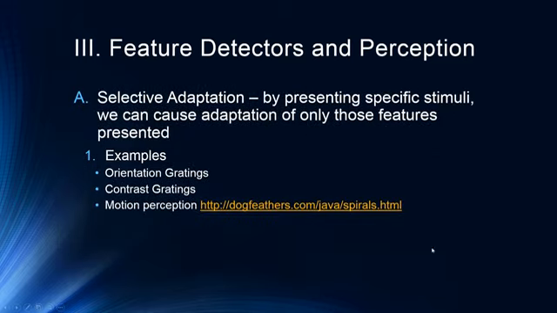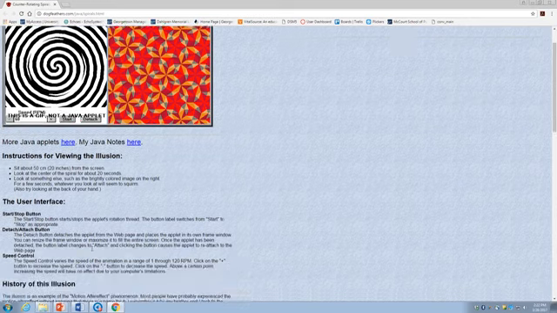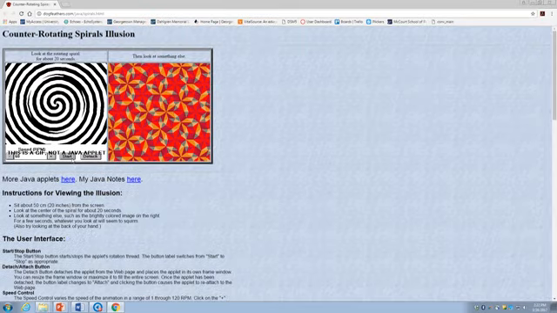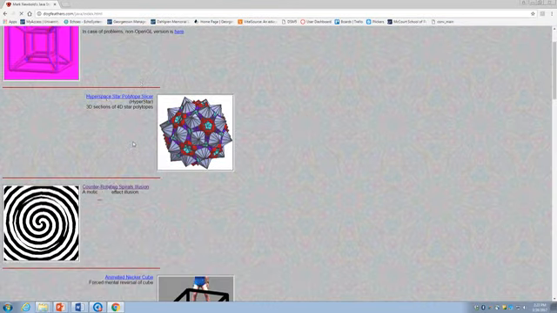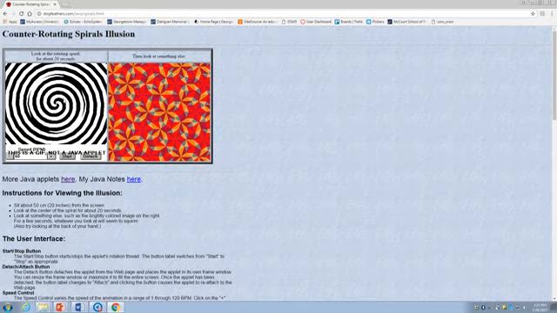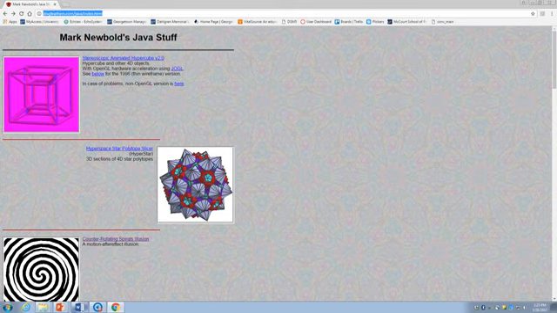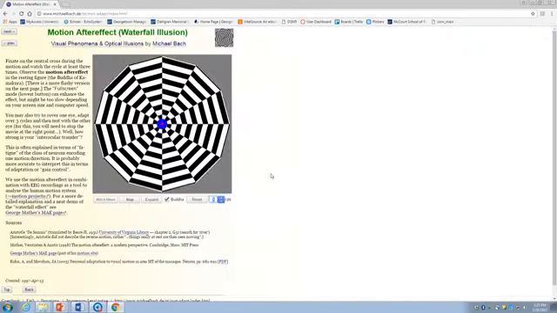One of the things we can also look at is adaptation of our motion system. So this is called the counter-rotating spirals illusion. Let's see if I can get this one to actually work. Does not seem to want to work. Well, let me find another version. One moment. Here we are.